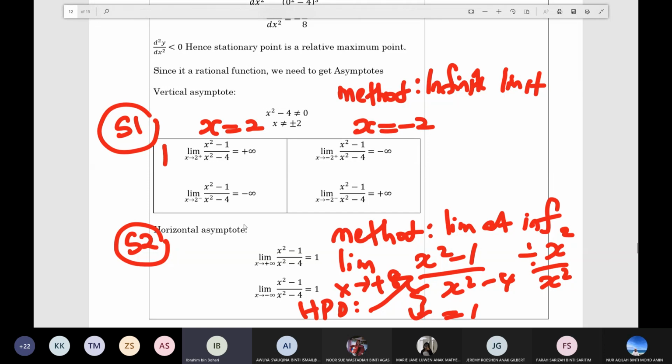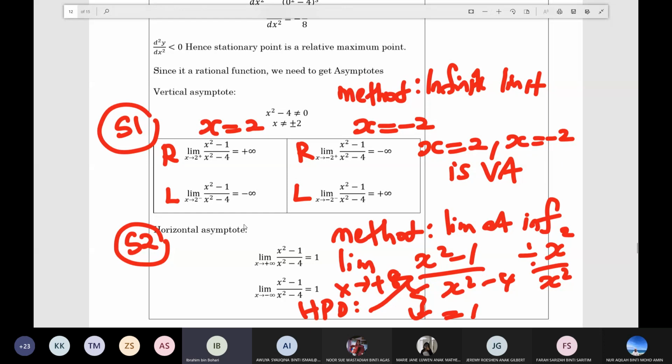Here from the right of the rational function, and here from the left of the function. You can check, just use the calculator. And the conclusion: x equals 2 and x equals negative 2 are the vertical asymptotes of the rational function. Okay, settle step 1. Yeah. And step 2, horizontal asymptote.